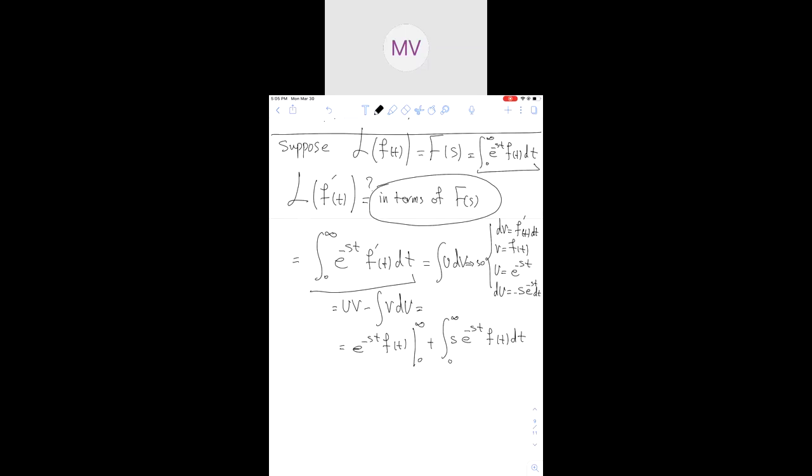Okay? s is a constant here. Do you see it? So it can be pulled out. Remember, integration is with respect to t. So that can be pulled out. That means it's going to be s times the integral from 0 to infinity. I'll repeat the other pieces.